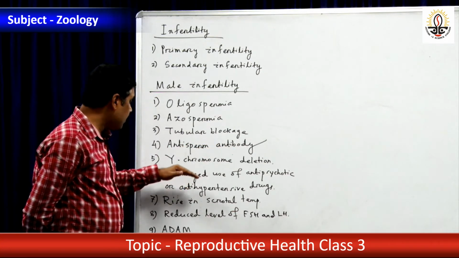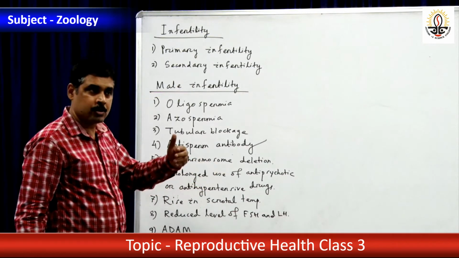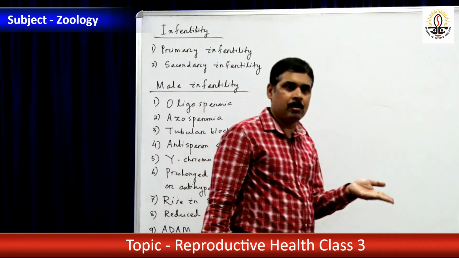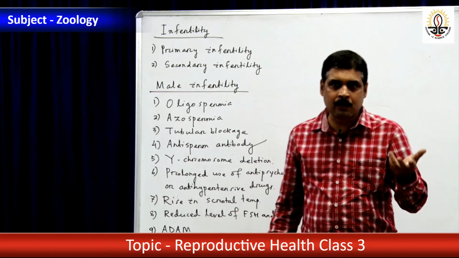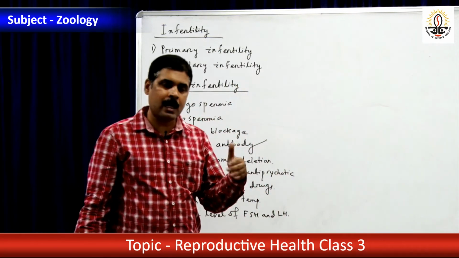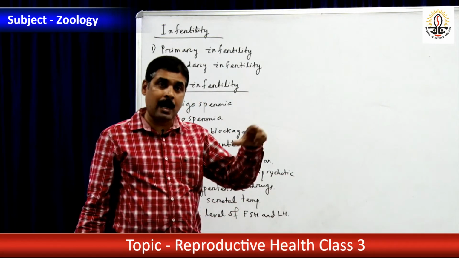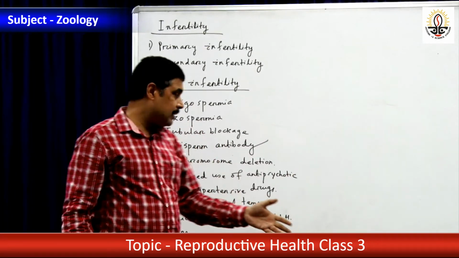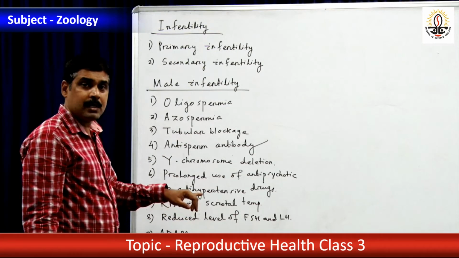Then prolonged use of antipsychotic and antihypertensive drugs. If somebody has a mental defect or is suffering from high blood pressure and is using the medicine for a long time, then there can be infertility. Rise in testicular temperature.